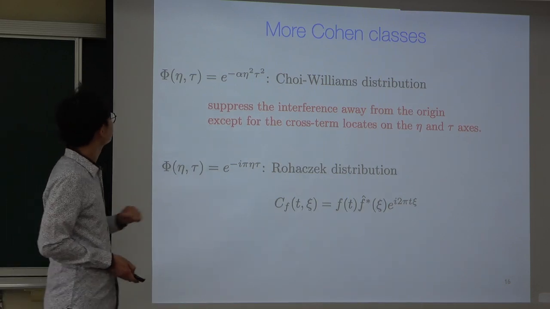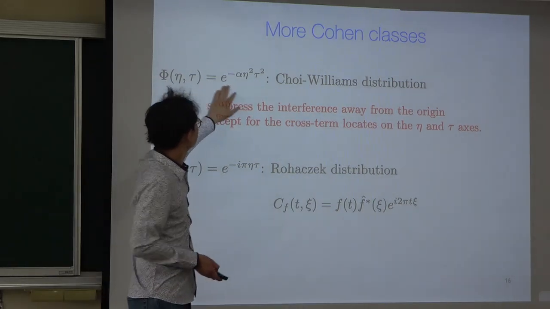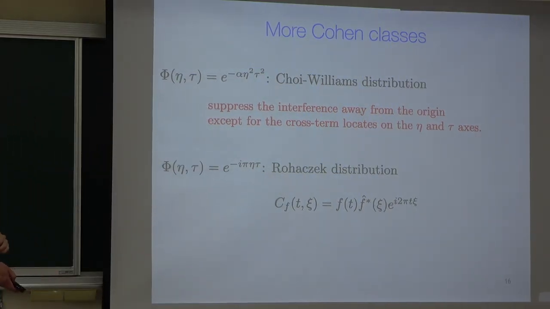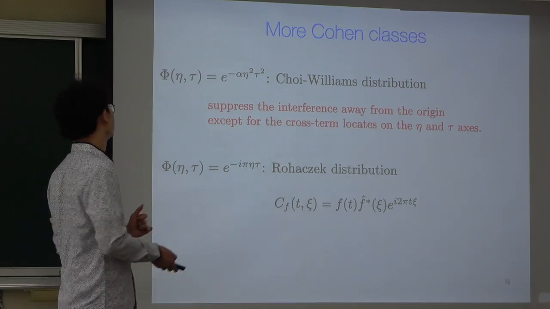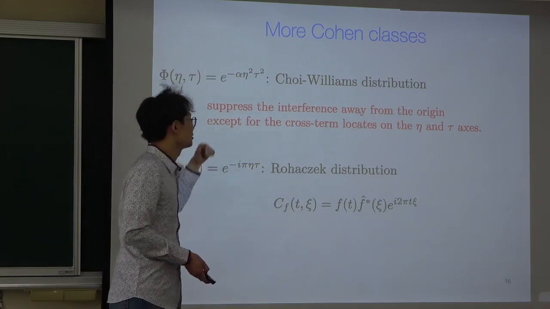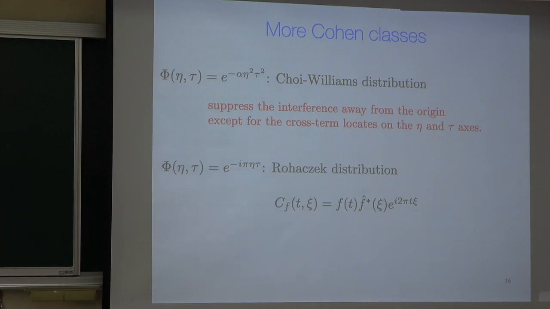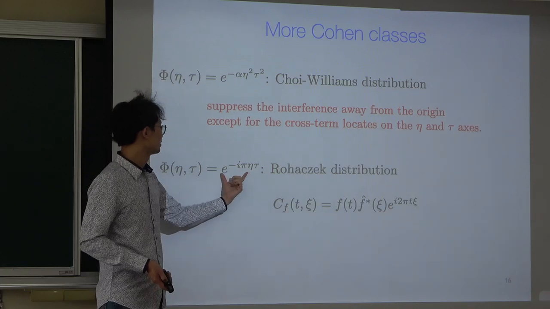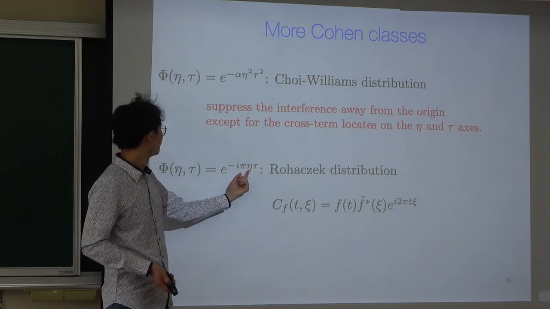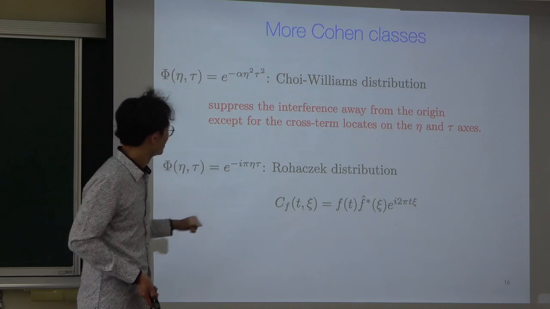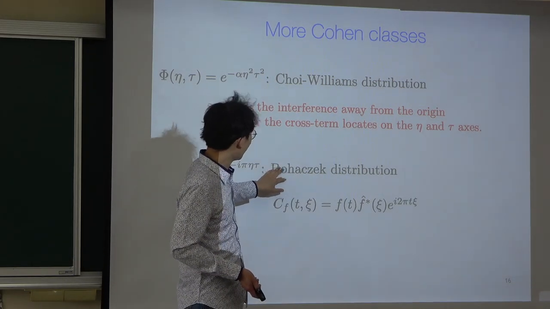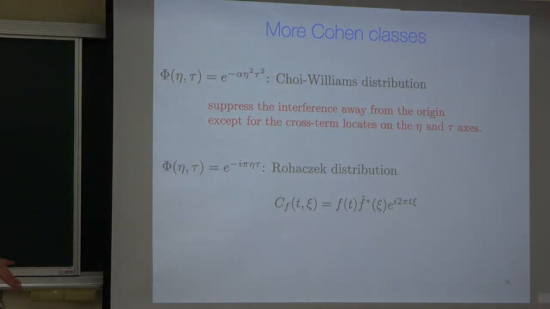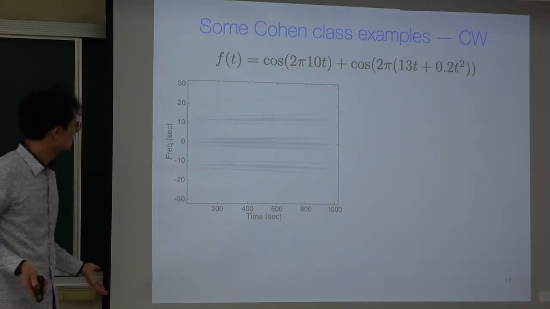For example, if you consider this phi to be of Gaussian form, this is called the Choi-Williams distribution. It will suppress the interference away from the origin, except for the cross terms located on the eta and tau axes. Those are several properties. And then if you consider phi in this format, a function of eta times tau, this is called the Born-Jordan distribution. So there are several variations. That's all I want to tell you about them.